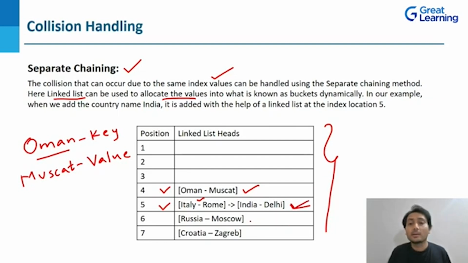And then we have another country, Russia, whose capital is Moscow. We don't have any problem there, and similarly with Croatia. Fine. So this is how we are going to solve collision handling with the help of separate chaining, wherein we are going to use a linked list. Next up, we'll see one more solution for this collision handling.